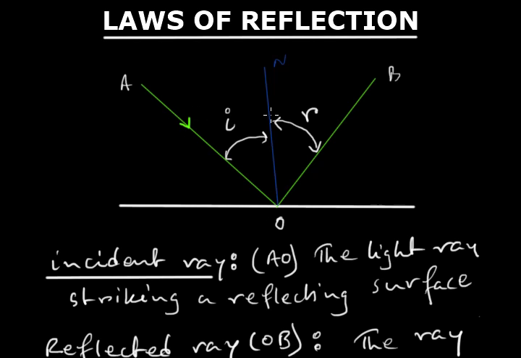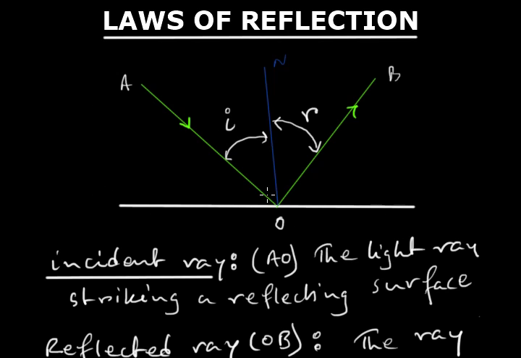Here is an example of reflection where light is incident on the surface of the second medium at the point O, and AO is the incident ray and OB is the ray that is obtained after reflection at the point O. So OB is the reflected ray, and this phenomenon is known as reflection.